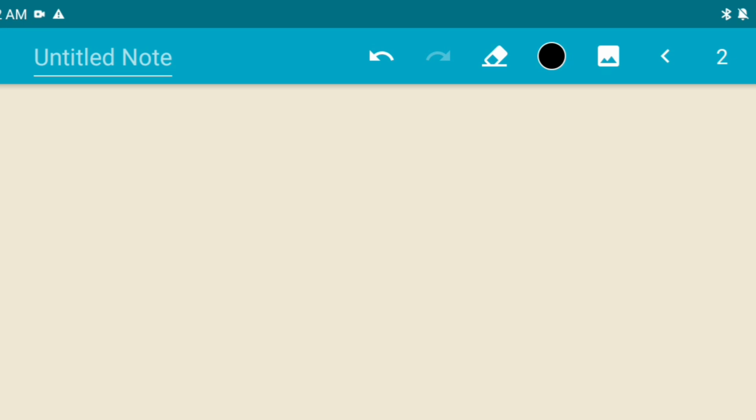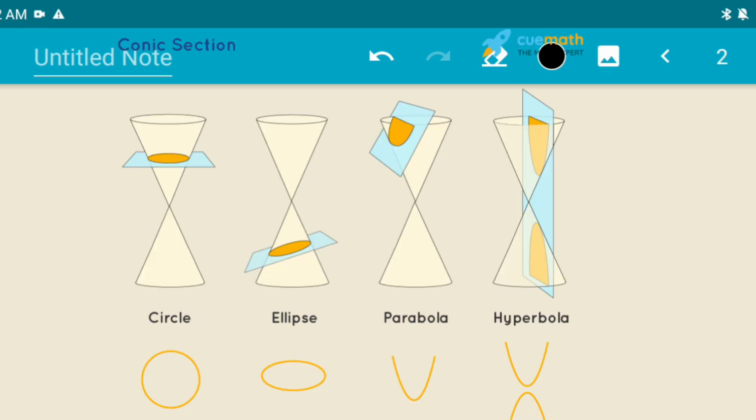So the interesting shapes under this topic are a circle, an ellipse, a parabola, and a hyperbola. I'm going to start with a circle and move in that order. Those are the shapes, those are the conic sections.